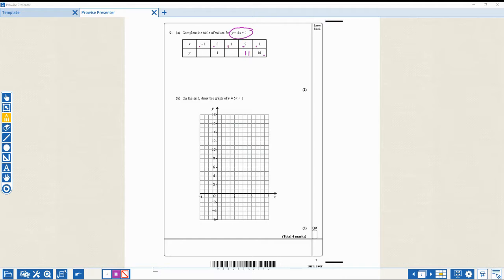Then we'll move across to 1. 5 times 1 is 5. Add 1 is 6. They've done 0 for us. We'll now go to minus 1. 5 times minus 1 is minus 5, and add 1 back on gets you to minus 4. And then plot these points.